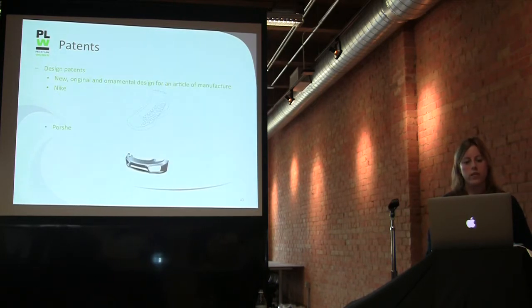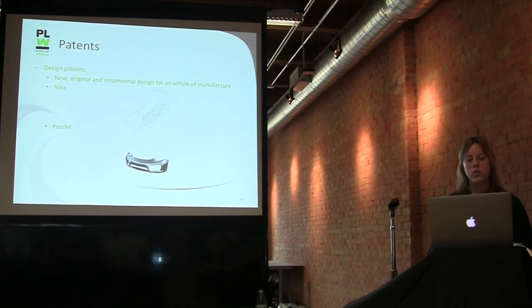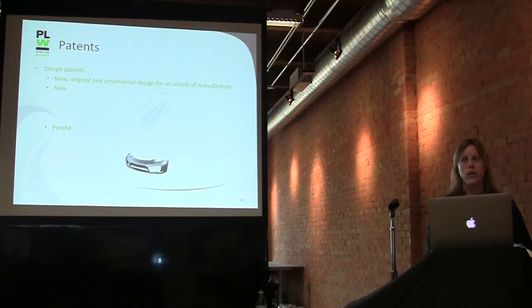So, getting to design applications, these are about the new, original, and ornamental design for an article of manufacture. This is another example of when GUIs can be valuable, having GUIs that you use to identify your product. It's most commonly used for shoes. In this case, it's the design of the Nike shoe. It can also be, Porsche has these covers that you can put on the front of their cars.